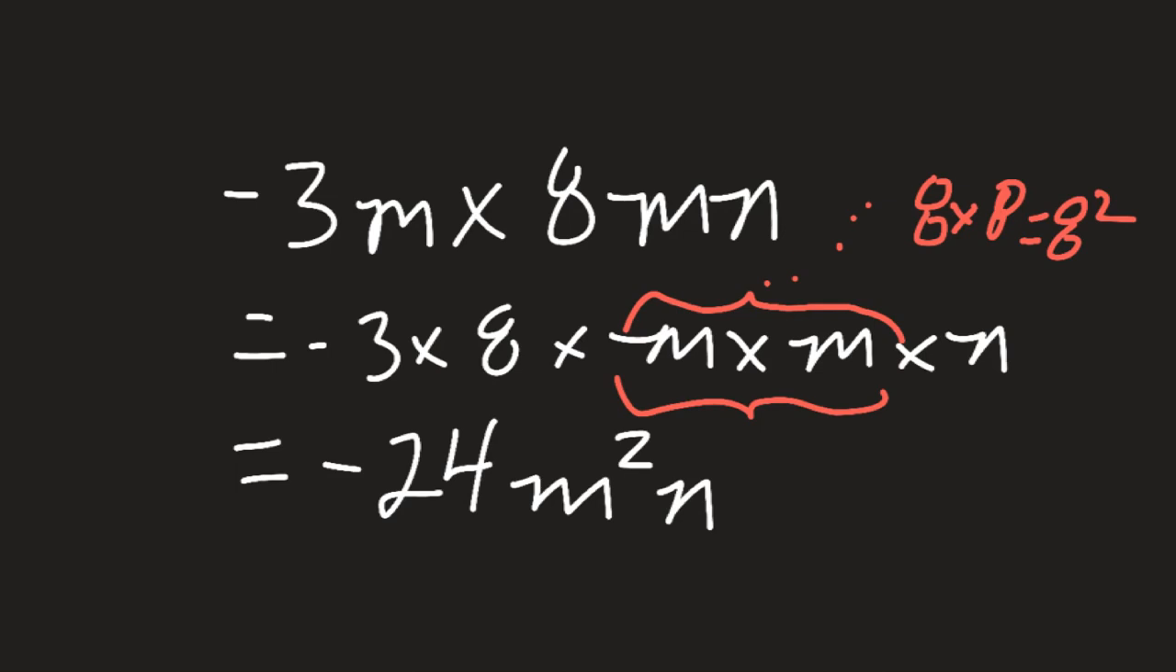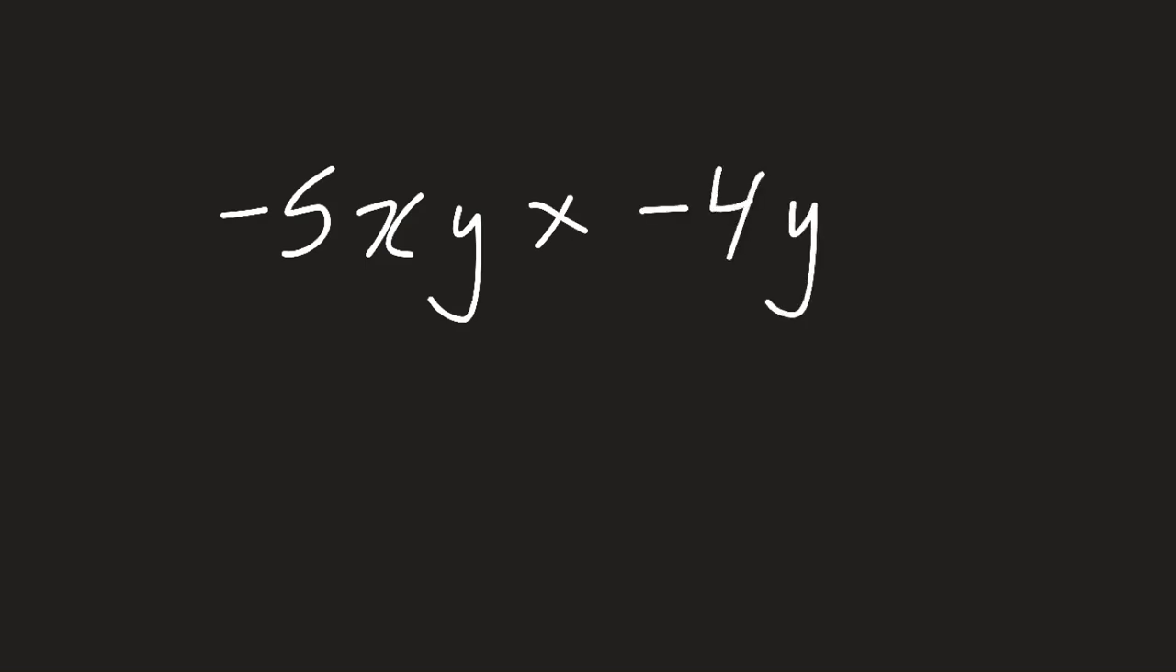I'll do one more example just so you can see another one just like that. I'll do negative 5xy times negative 4yz. All right, so to start, a negative times a negative makes a positive. 5 times 4 makes 20.